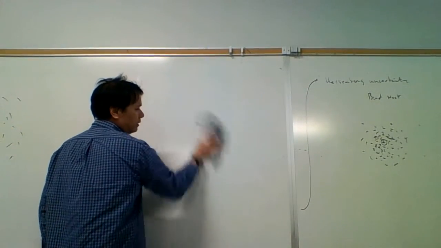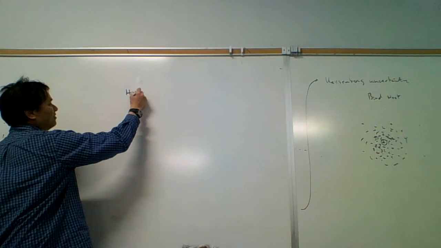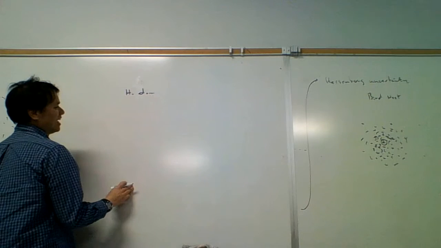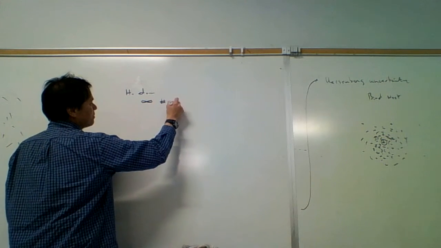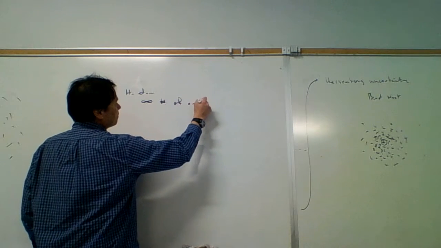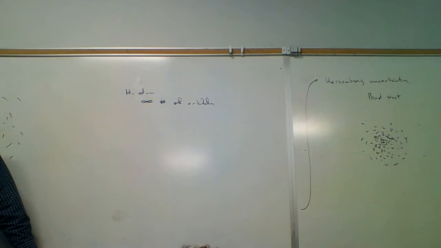So if there are an infinite number of answers to the Schrodinger equation, let's go to the hydrogen atom. For the hydrogen atom, there are an infinite number of answers, or an infinite number of orbitals. If there are an infinite number of orbitals, is it impossible to figure out all the orbitals? Turns out no, it's not.